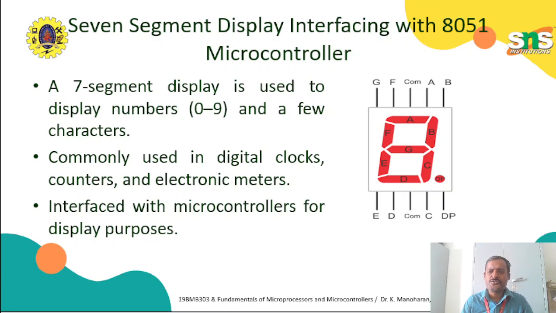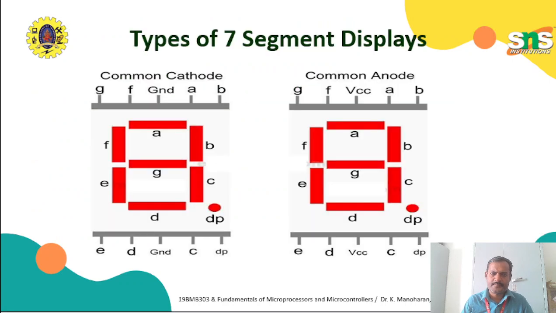This is most useful for a user interface, because whenever you display information in binary form, the user cannot understand. The user knows only the decimal format. That's why we use this 7-segment display for displaying decimal information.